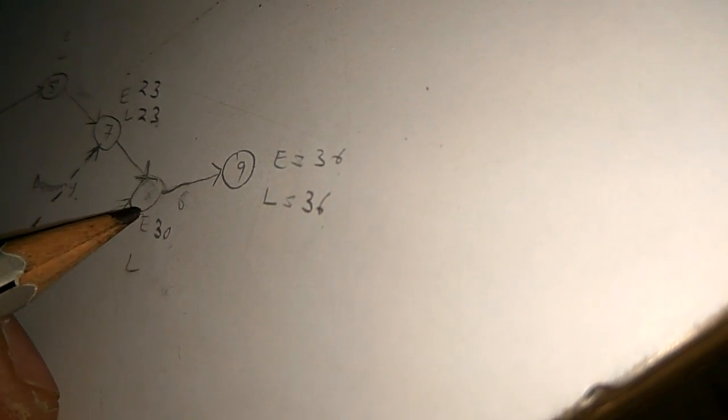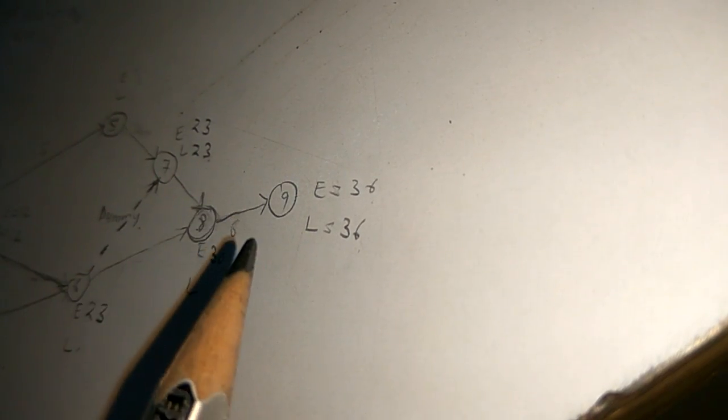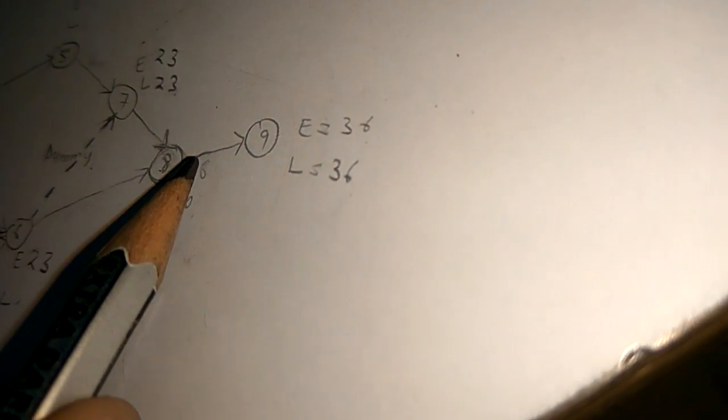If Ej is 36, this is the last activity, then Lj will also be 36. Now we will do the reverse calculation. If this is 36 and this duration is 6, then what will be the Li? Li will be 30.